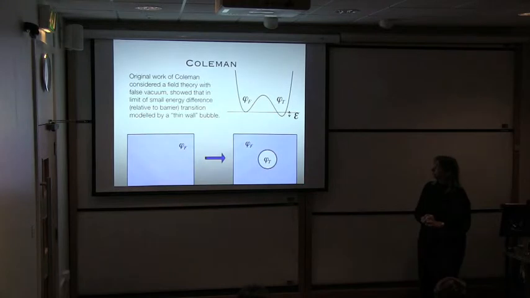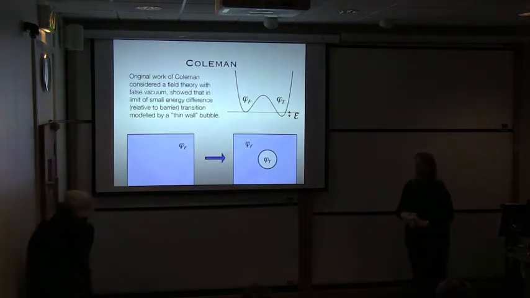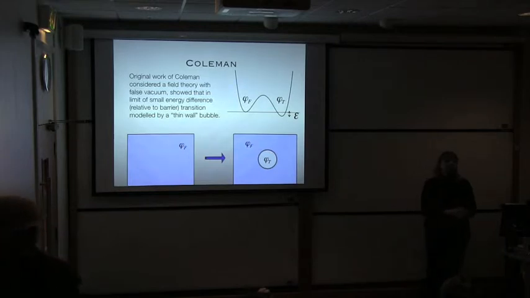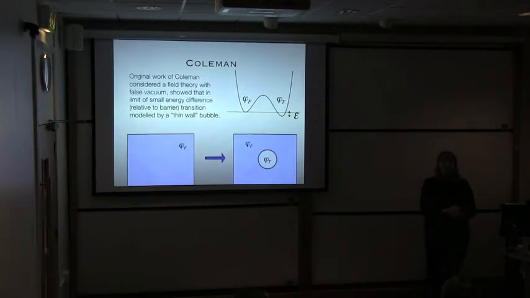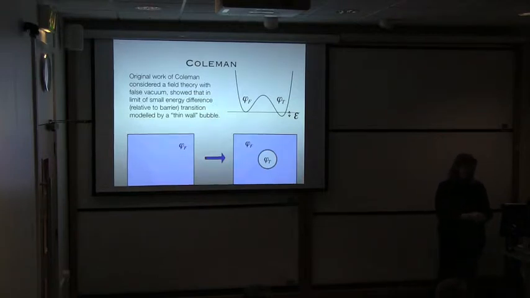So here's just a brief review of the work of Coleman and De Luccia. It actually started, this is a sequence of 3 papers, which starts with a paper by Coleman in 77, where he considered decay of the false vacuum in field theory.